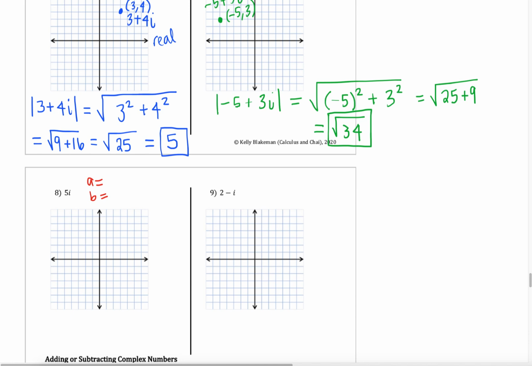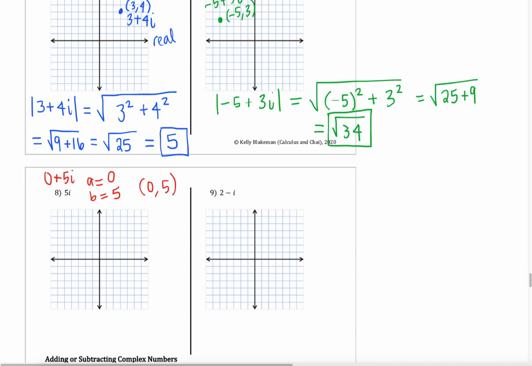So in this case, our a is actually 0. This is what we call a pure imaginary number since I have no real component. I technically have that 0 plus 5i then. And our b value would be the 5. So the coordinate pair we're interested in plotting is (0, 5) then.